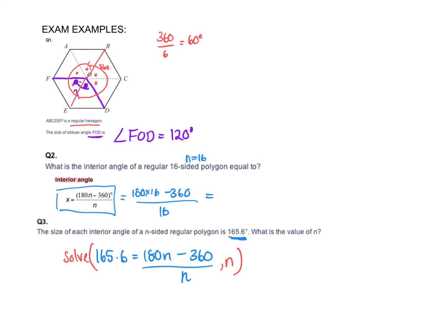equals 180 times n minus 360, divide by n, and I get n equals 25. So it's a 25-sided shape. All right, so there's how we can do it the other way.